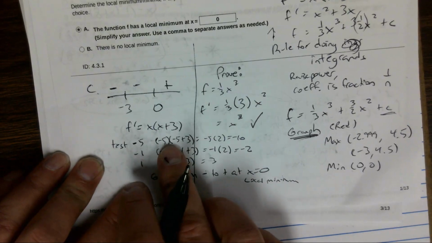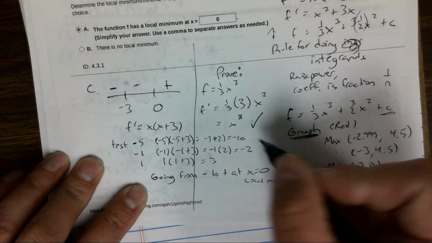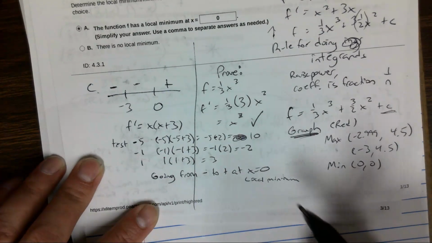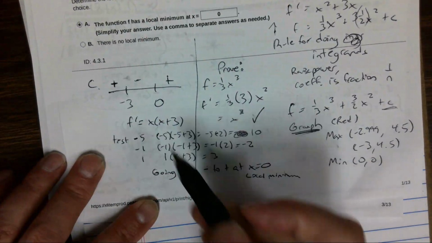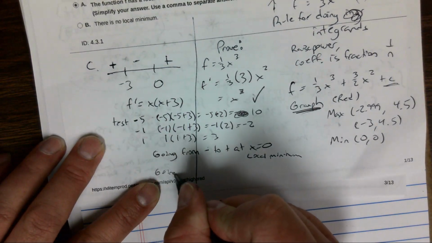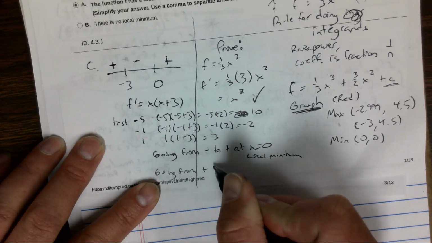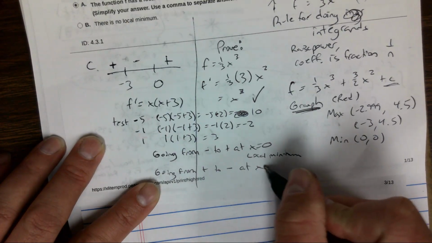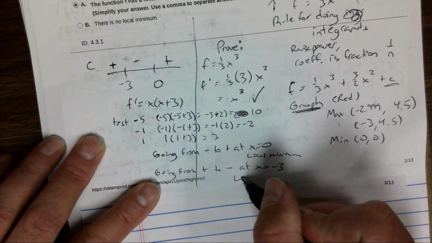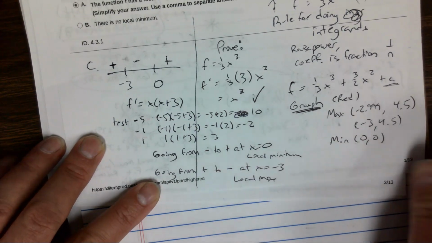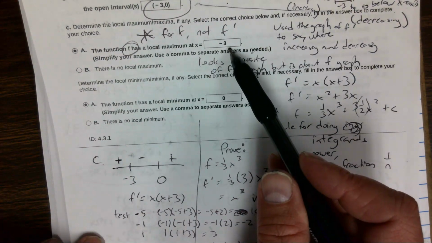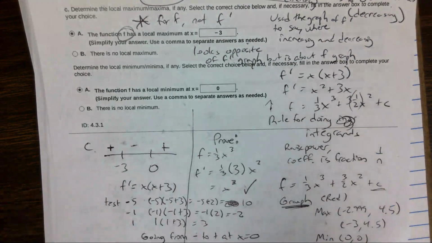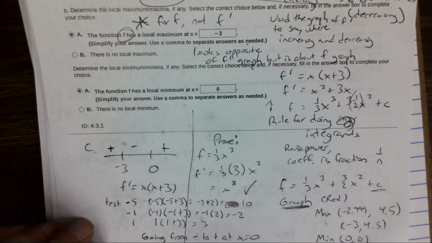And here, it's negative 5 times negative 2, which is positive 10, not negative. And so this was really a plus right there. And so then you're going from positive to negative at x equals negative 3, which means it's a local max. And so that's why the local max is at negative 3 and the local min is at 0. Let's do that one more time.